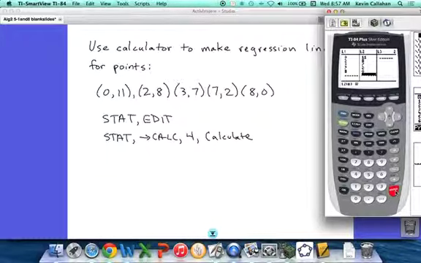Okay. Next step. Stat, calc, 4, calculate. And for yours, go down to the calculate. Just keep hitting enter until you get down to the bottom, and then you hit calculate.